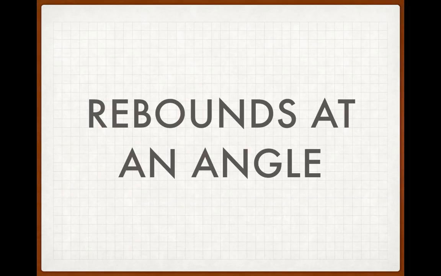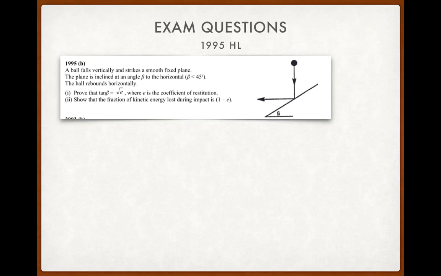Rebounds at an angle. These questions will involve the rotation of a plane, the inclined plane in this case, so that the inclined plane is horizontal. The reason we do that is because if the plane is horizontal, the impulse will be experienced vertically, so the j component will change. The i component will stay the same.